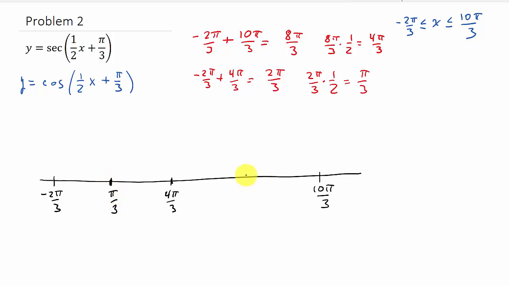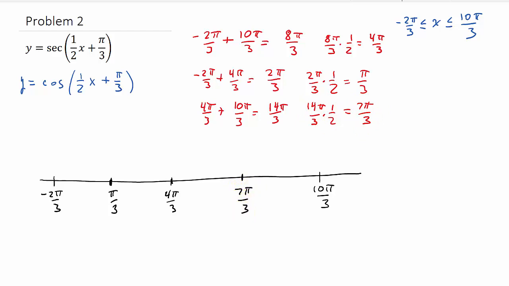Alright. And then I need the midpoint here. So I'm going to add these up. So that's going to be 4 pi over 3 plus 10 pi over 3 equals 14 pi over 3. And then I need to half that. And the 14 and the 2 cancel. That gives me 7 pi over 3. So this is 7 pi over 3.